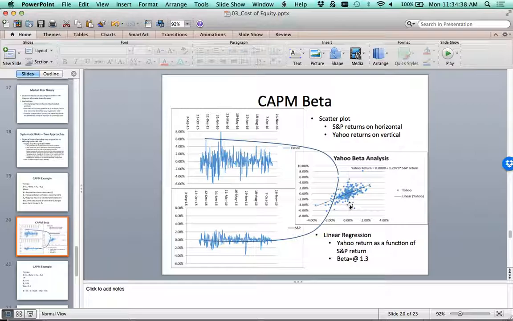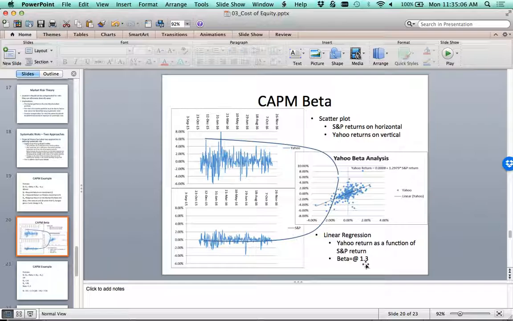We're looking for the line that best fits, meaning that it explains most of what's going on with the dots of any straight line that you could put through there, okay? This isn't a stats class, so I'm not going to go into the regression analysis, but the math comes back and says the slope of that line, which we would call beta, is 1.3.